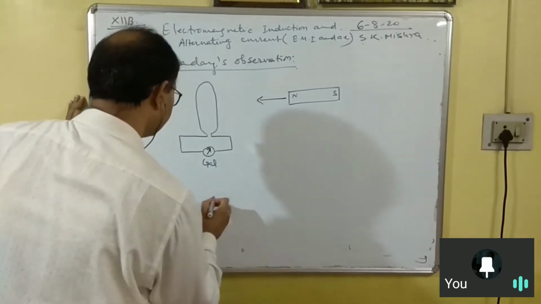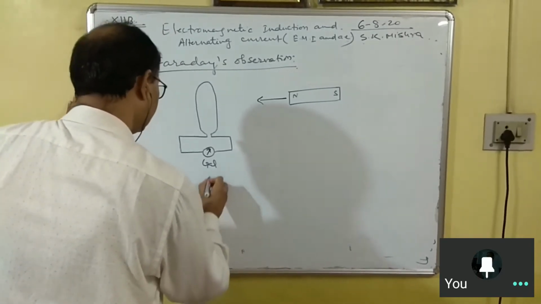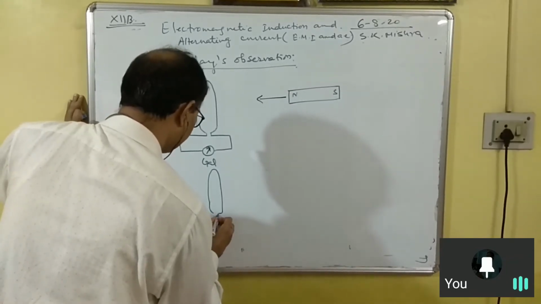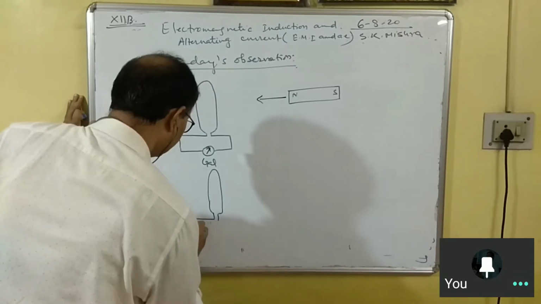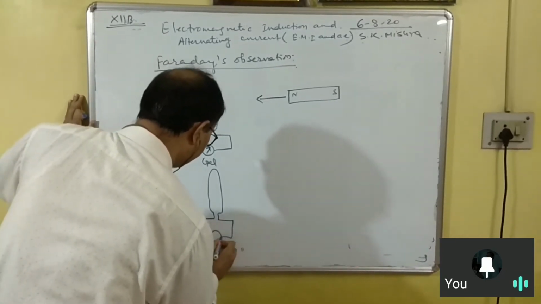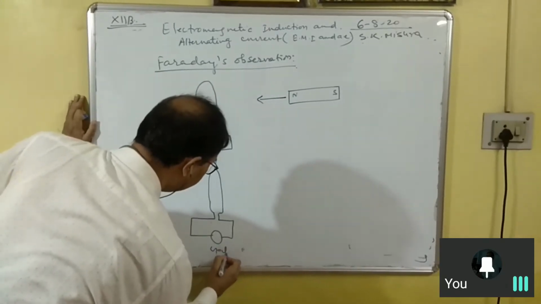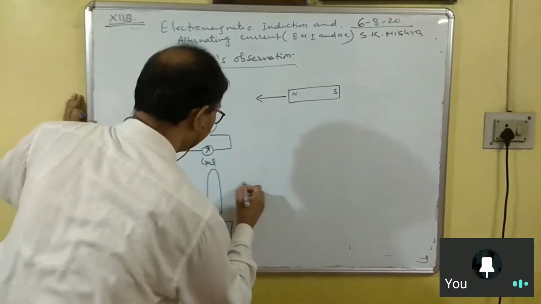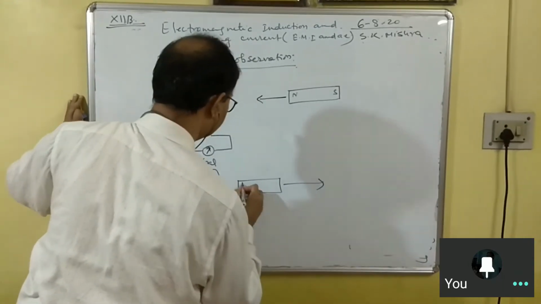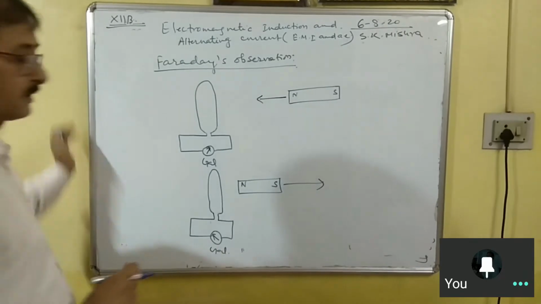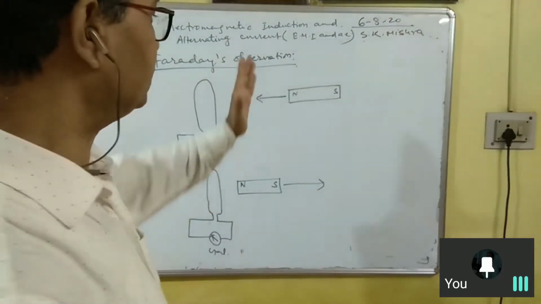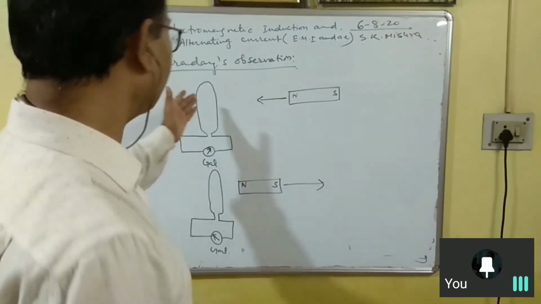I'm making another figure also. So here is your coil. Now the galvanometer, and now the deflection is along this direction. If you bring the magnet away, this is north, this is south. Not only this, you can fix the magnet. Don't change the position of the magnet, but bring the coil towards the magnet.